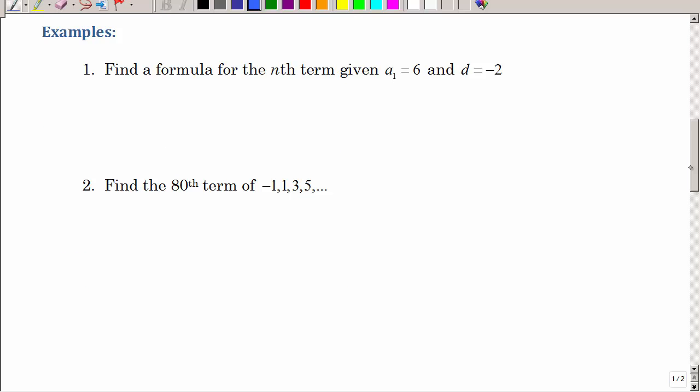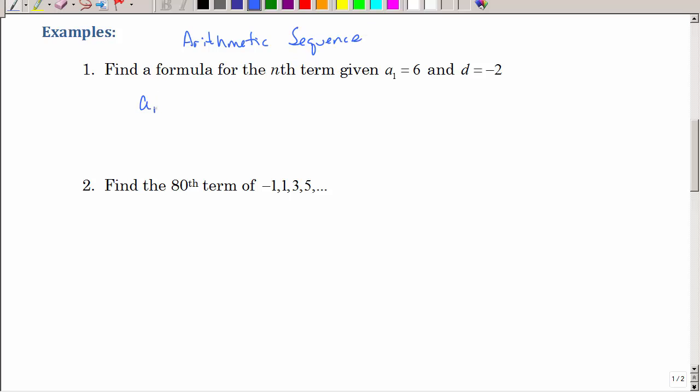Now that we have some formulas, let's just go through and apply those formulas. It says find a formula for the nth term given a sub 1 is 6 and d is negative 2, and this is all for an arithmetic sequence.